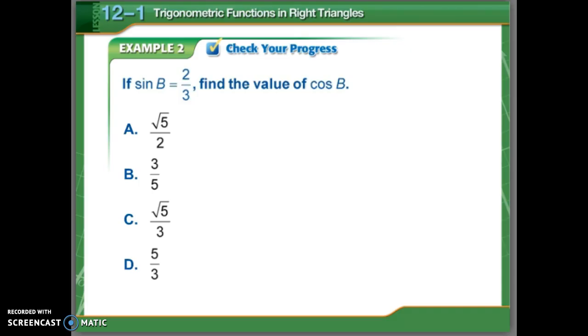Okay, we're going to do a check your progress problem now. We know if sine of b is 2/3, we're going to find the value of cosine of b. So again, I'm not going to show the answer. Make sure you follow the steps of example 2: draw a triangle, label the sides, figure out the missing side using the Pythagorean theorem, and then figure out what cosine of this angle would be. Again, write this down on your notes. It's something you're going to turn in for classwork.